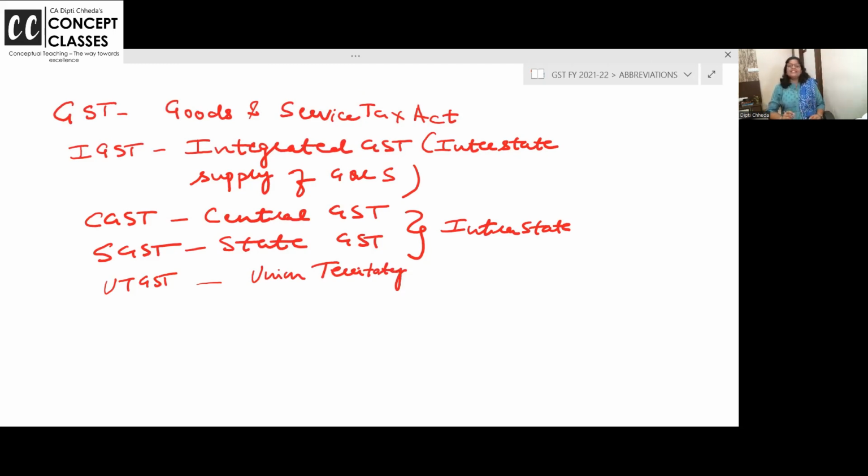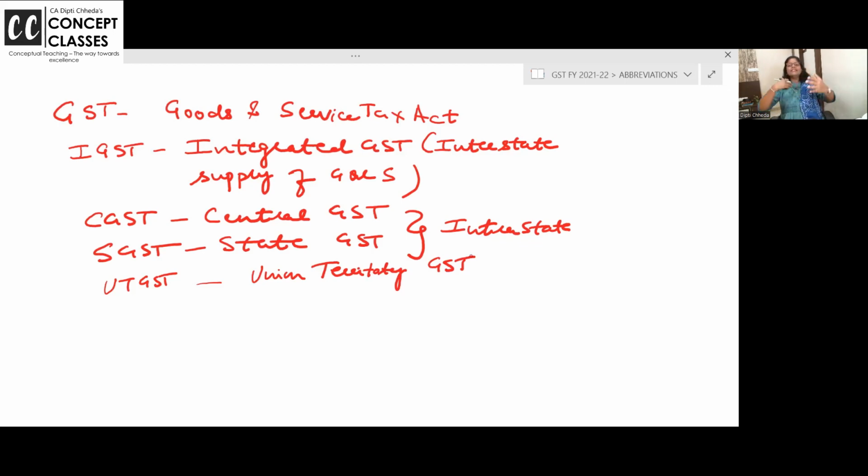Yes, correct. The recent union territory last year, Jammu and Kashmir, is now a union territory, and part of Jammu and Kashmir, Ladakh, is a separate union territory now. So we have the Union Territory Goods and Service Tax Act. This much is enough now. Clear to all of you these abbreviations.